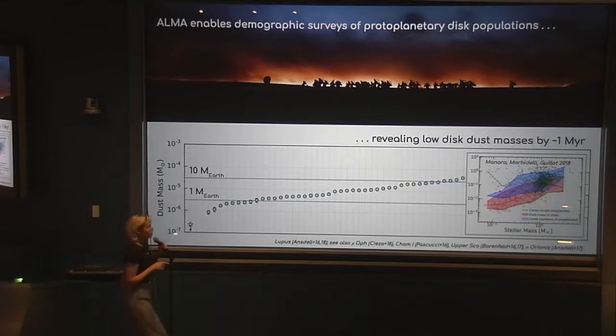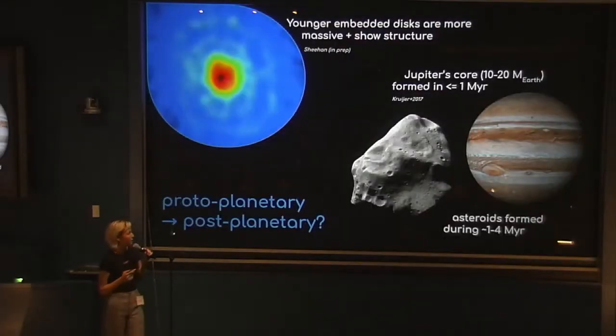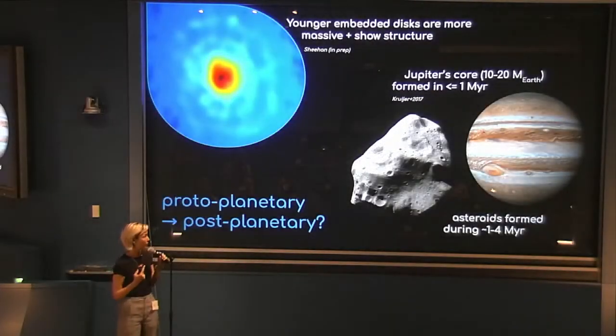And indeed, when you compare these dust masses to the core masses of exoplanets, that's a plot on the far right, we can't account for the exoplanet population. So one of the interpretations of this is that even at these young ages, the planets are actually already formed. And there's 2 lines of evidence that I think support this.